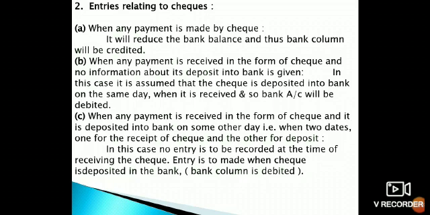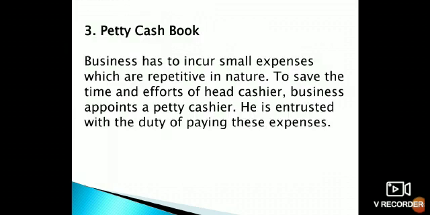When any payment is received in the form of check and it is deposited into bank on some other day, that is, when there are two dates, one for the receipt of check and the other for deposit, in this case no entry is to be recorded at the time of receiving the check. Entry is to be made when the check is deposited in the bank. Bank column is debited.